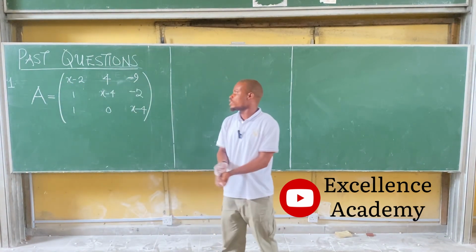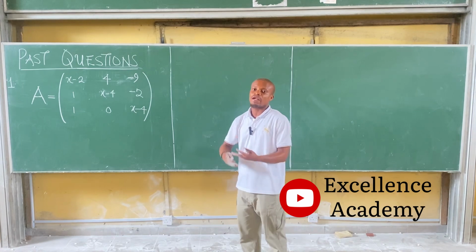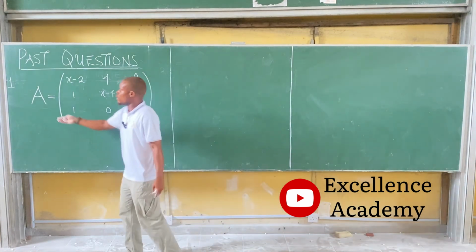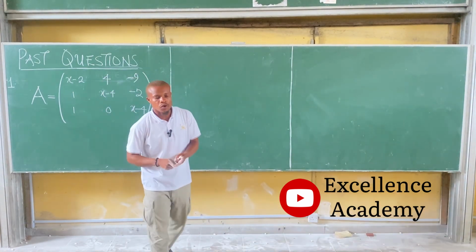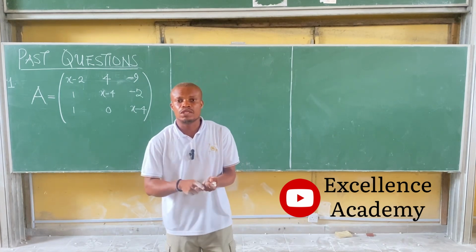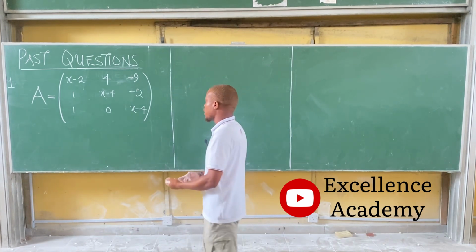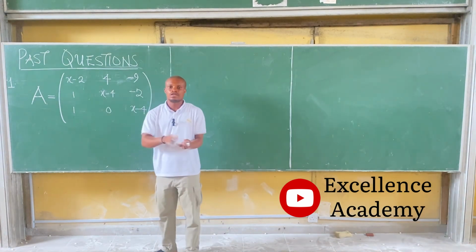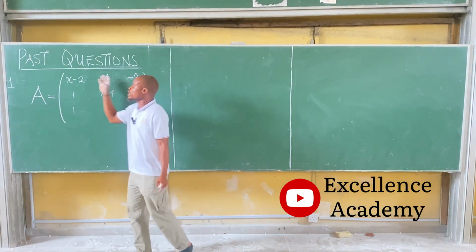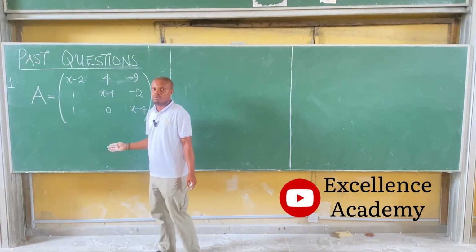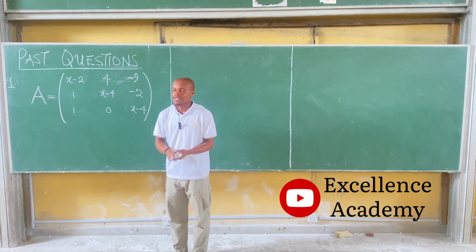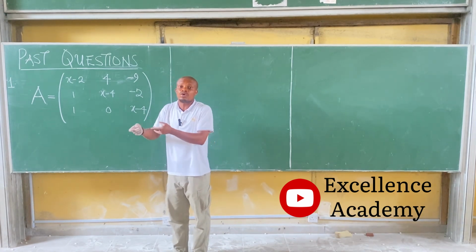All right, so this is the given matrix. For what values of x is this matrix singular? So note before that for a matrix to be singular, the determinant should be what? Equal to 0, right? So that is the first thing you should take note of: for this matrix to be singular, its determinant should be equal to 0.